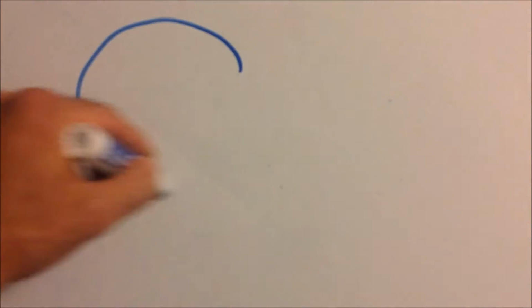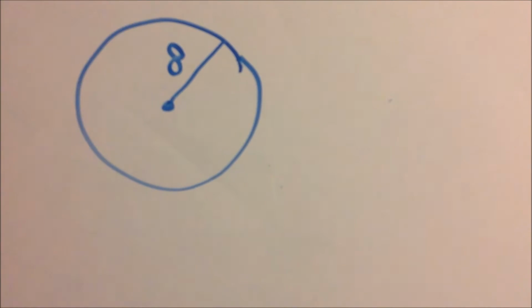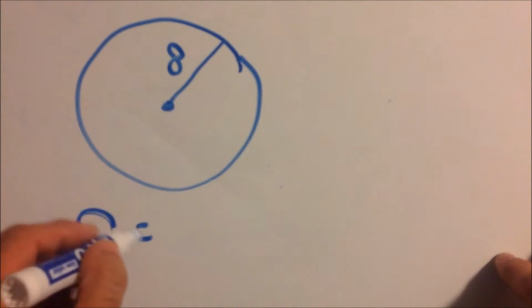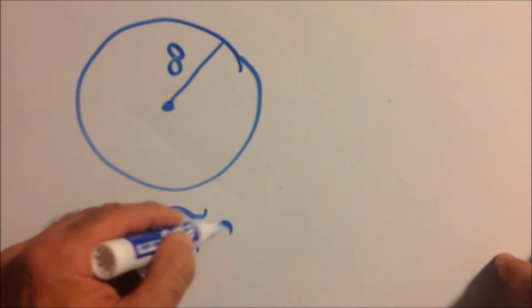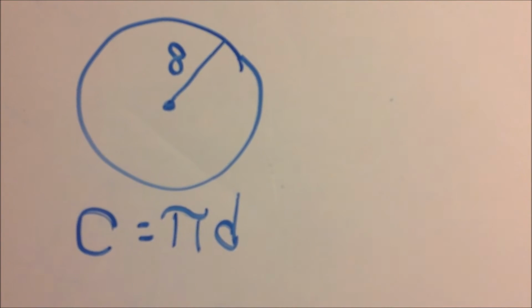Okay, so let's look at a question. Let's say I made a circle, and I have a radius of 8. Let's say it's 8 units. Now, we can use the formula circumference equals pi d. Cherry pie is delicious. We can use the other one also. Let's try this one first.